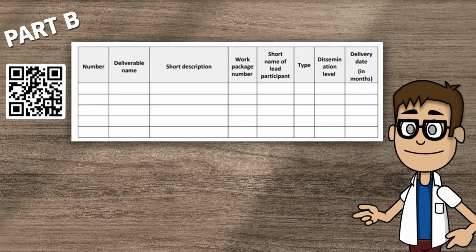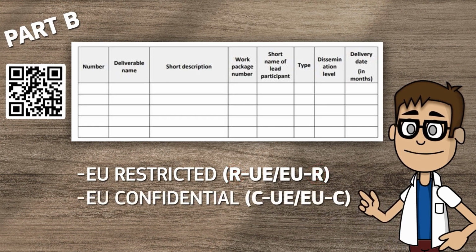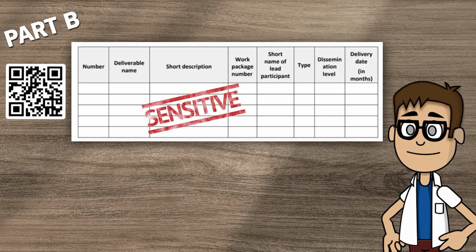To classify your deliverables, choose between EU Restricted, labelled as RUE or EUR, EU Confidential, labelled as CUE or EUC, or EU Secret, labelled as SUE or EUS. Some deliverables might not need to be classified, but may still be considered as sensitive for security reasons. In these cases, feel free to mark them as sensitive and further explain your security concerns in the application.